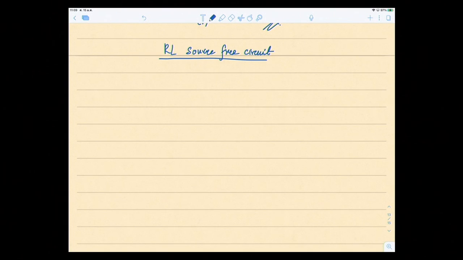Okay, let's continue with our source-free first order circuit. This time it's about the RL source-free circuit, with resistors and an inductor. We're going to assume right away that our inductor has some energy stored, some initial values in it. To know that, we will say that there's a current I naught.